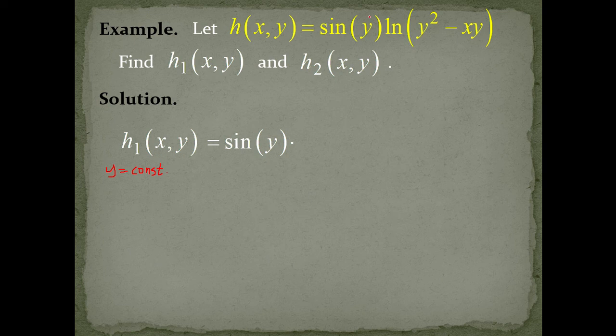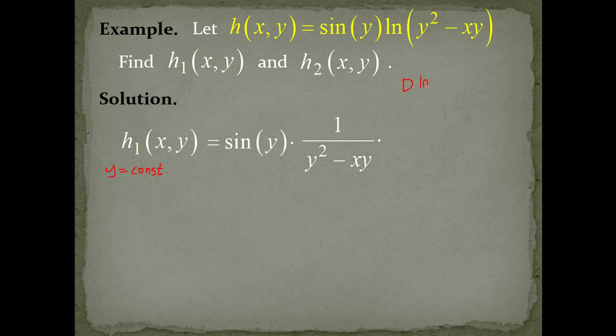So when you differentiate, you just segregate this one and then take the derivative of this. So you just copy this part here. We have sine y, then times the derivative of ln. So what is the formula for the derivative of ln? We have the derivative of ln u.